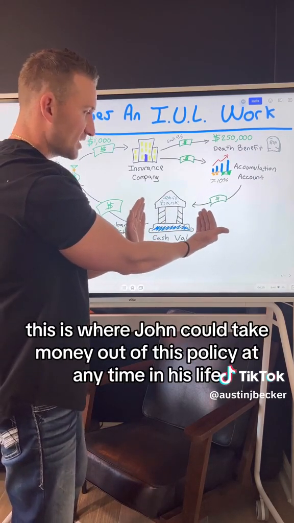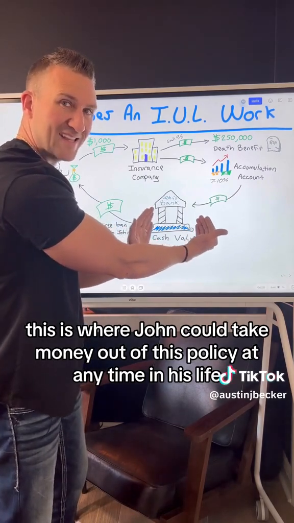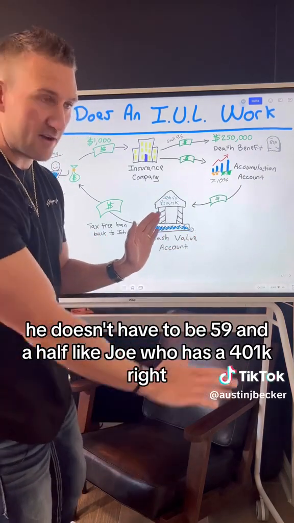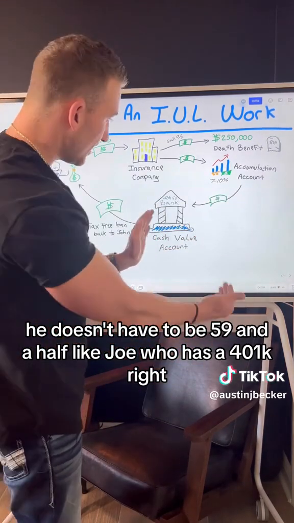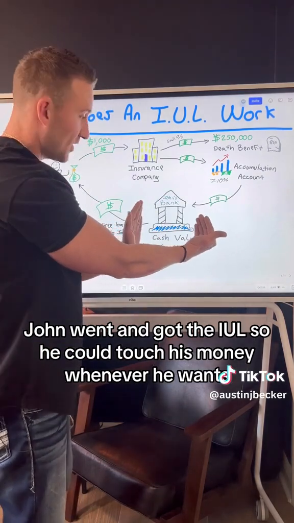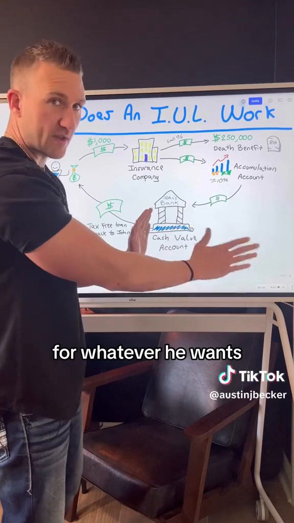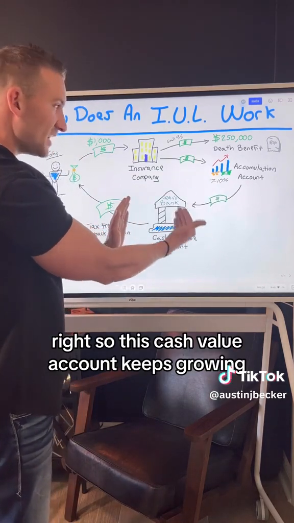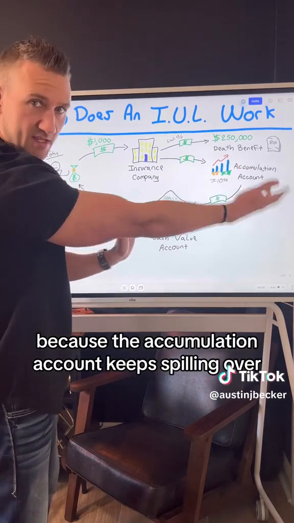This is where John can take money out of this policy at any time in his life. Does not matter. He doesn't have to be 59 and a half like Joe, who has a 401k, right? John went and got the IUL, so he could touch his money whenever he wants for whatever he wants with no questions asked, right? So this cash value account keeps growing because the accumulation account keeps spilling over.